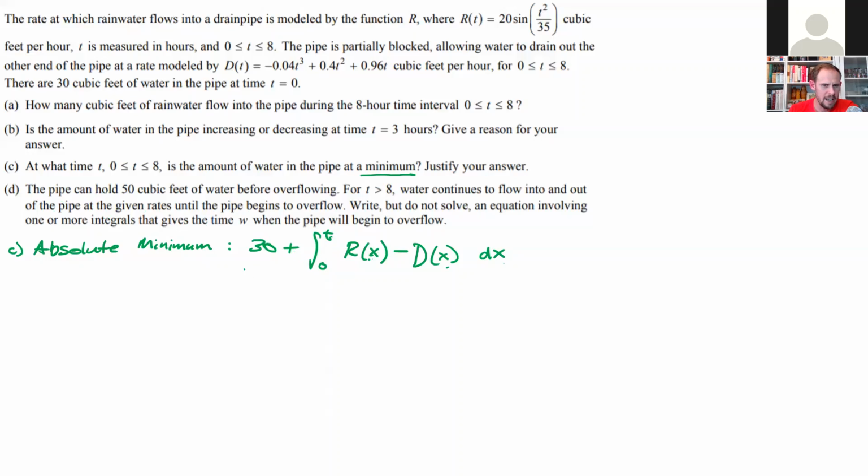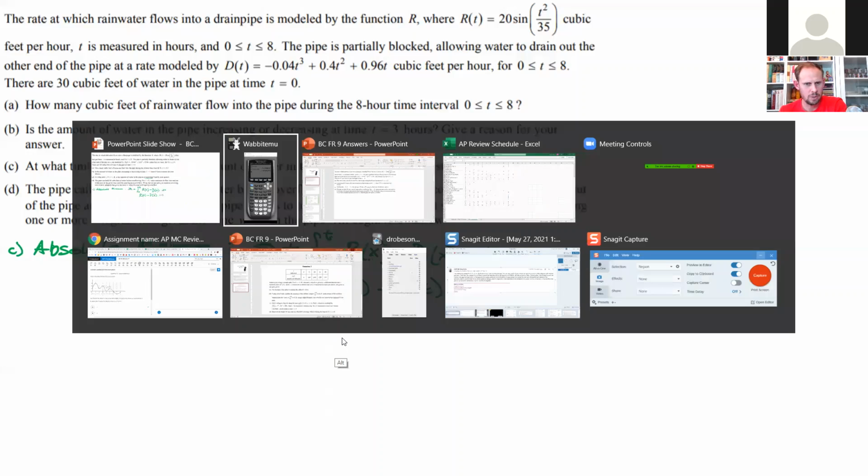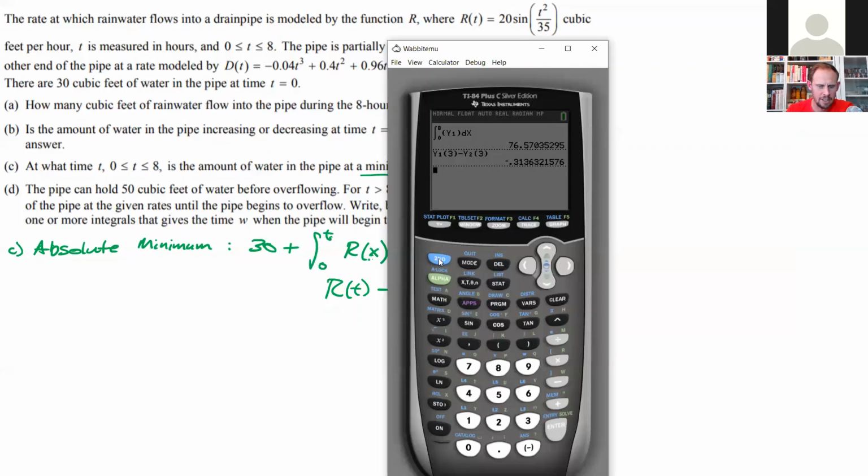So if we want to minimize that, we need to take its derivative and set it equal to 0. So the derivative of this would be r of t minus d of t. So we set that equal to 0. Now we go back to our calculator. I've typed them both into y equals. If I look at the graph, I can just see where they cross. I don't know if I'm going to see it on this graph. Well, it's pretty low there. So I might be able to get out to 8 there.